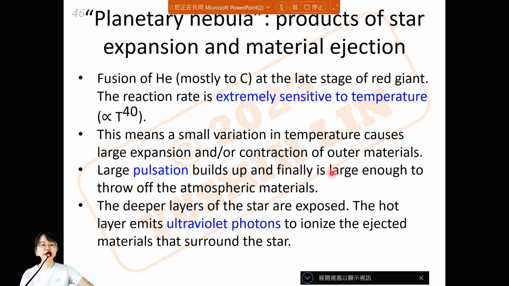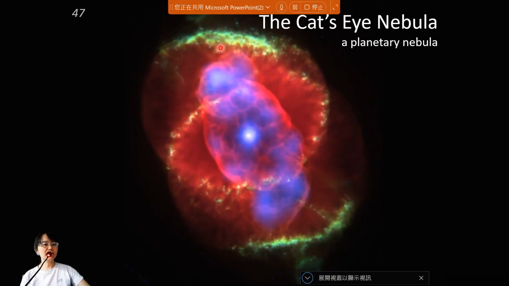And finally, it's large enough to throw off the atmospheric material because you keep doing things like this. Over time, you will lose your outermost material. The deeper layers of the star are therefore exposed. The hot layer will emit UV photons to ionize the ejected material that surrounds the star, like this. This looks like a nebula. Nebula in Chinese is 星云. Planetary nebula 就是行星状星云. However, it has nothing to do with planets.